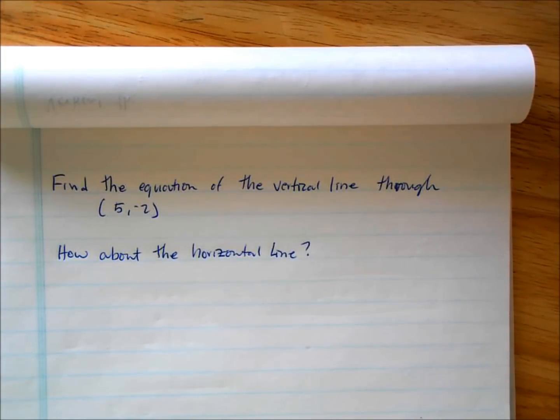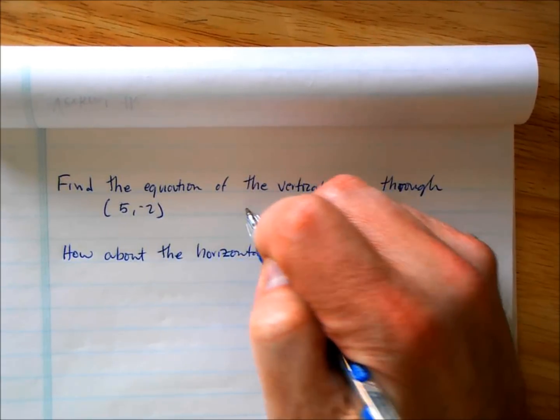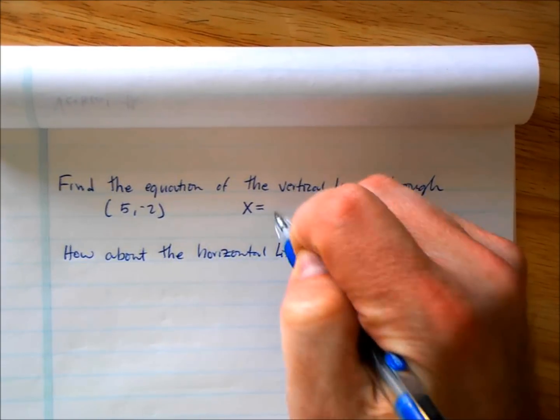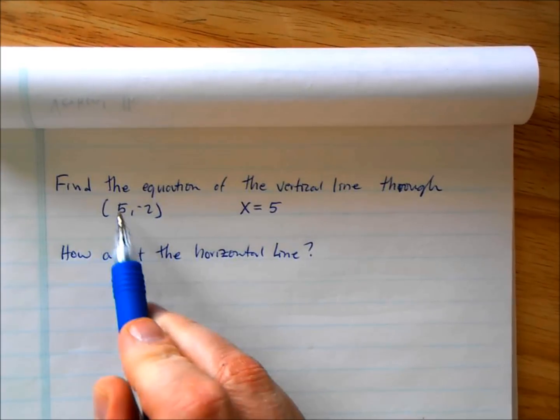Okay, to finish off section 1.5, we're going to have a couple of specialty kinds of equations. What I mean by that is I might ask you, find the equation of the vertical line through the point (5, -2). What you need to remember is a vertical line has a special kind of equation. A vertical line is x equals a number. And in this case, the number has to be 5, since that's the x value.